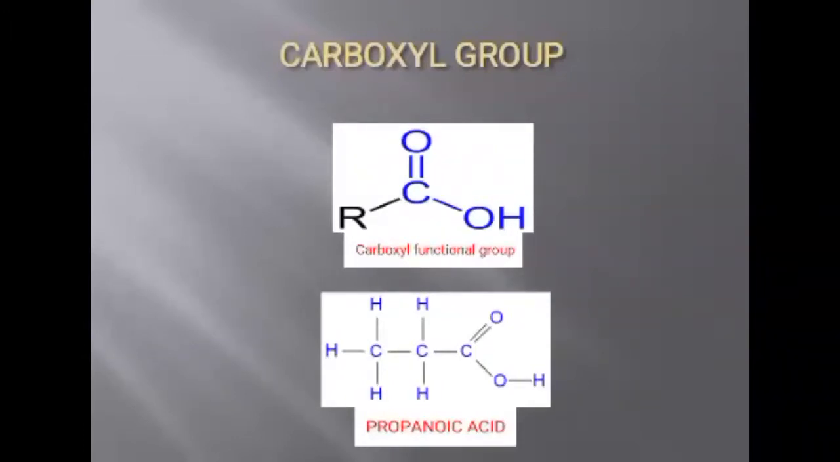Remember, the carboxylic group is the alkanoic acid. And because it's the alkanoic acid, we name it taking cognizance of that parent name. So we now call this one propanoic. Prop, because we have 3 carbon atoms. Noic, because it belongs to the carboxyl functional group, carboxylic acid.